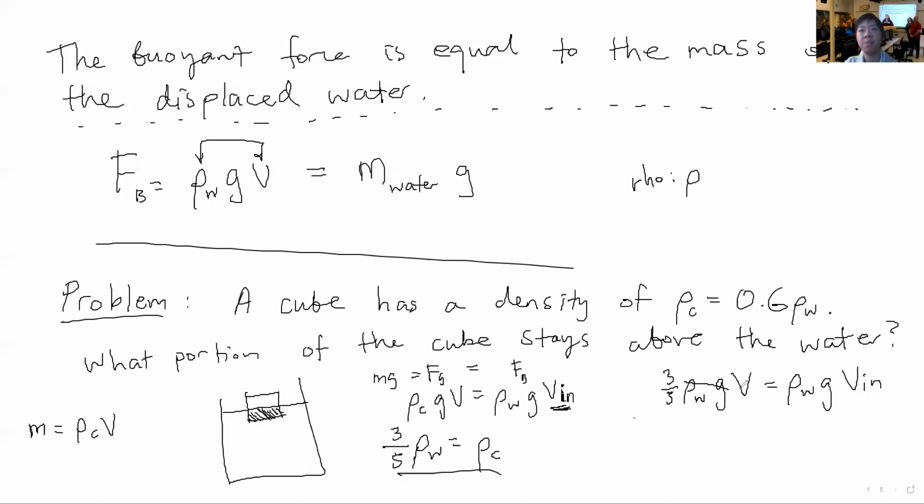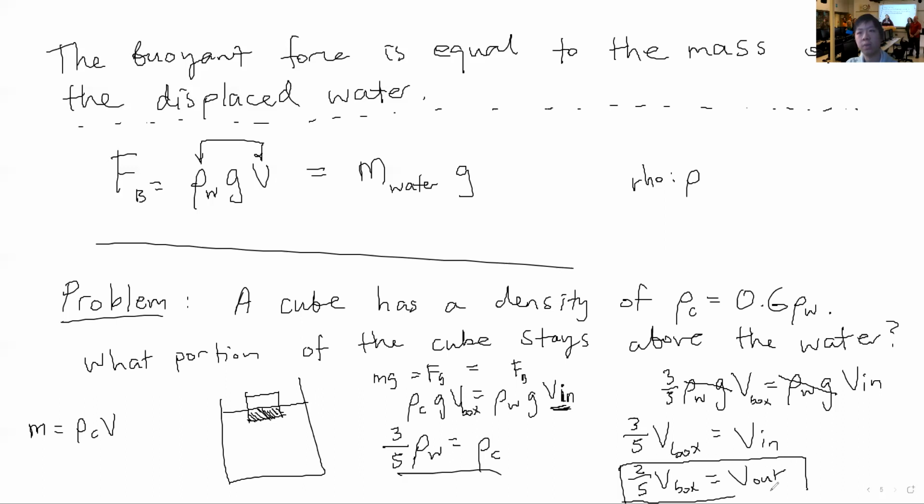Now I can get rid of this. So now we know that 3/5 of the volume of the box is equal to the volume that's inside, right? So 3/5 V box is V in. That pretty much solves the problem, because now we know what portion of the cube stays above the water, right? So 2/5 of the volume of the box is the portion that's out. And this is what we wanted. So we get the answer that is 2/5.